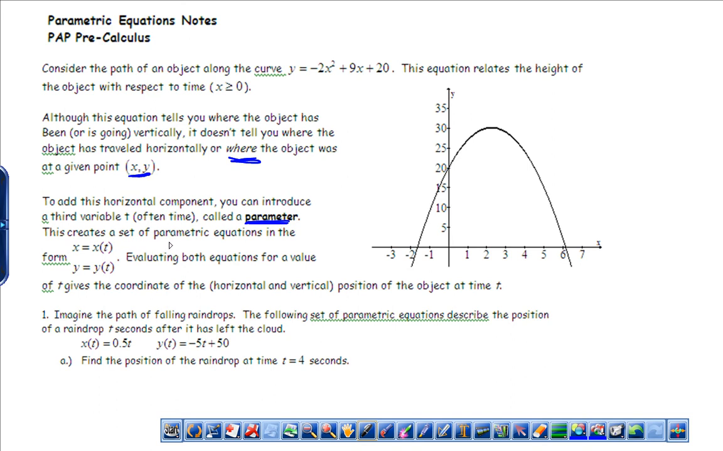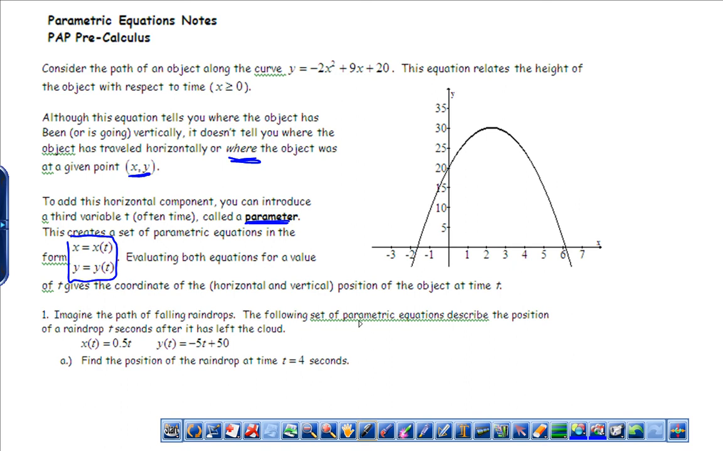This creates a set of parametric equations in the form right here, where x is x of t and y is y of t. Evaluating both equations for a value of t gives you the coordinates of the horizontal and vertical positions of the object at time t. It says, imagine the object of a falling raindrop.